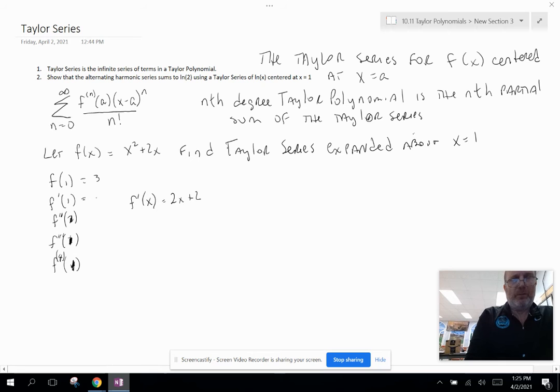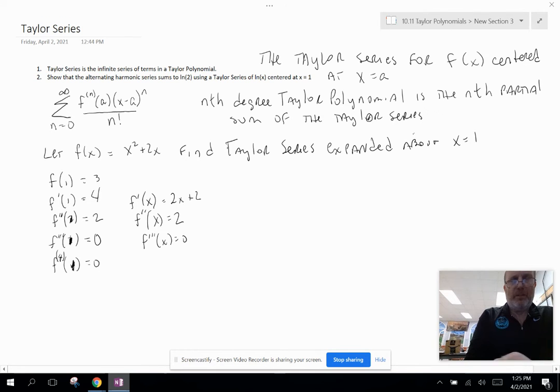So f prime of 1 is going to be 4. F double prime of 1: we need to find f double prime of x, that's just going to be 2. And so f double prime of 1 is going to be 2. And then f triple prime of x is going to be 0. And if we take the derivative of 0, we get 0. And you can see that from now on forevermore, these terms are all going to equal 0. So when we plug them in here in the Taylor series, all those terms are going to be 0.